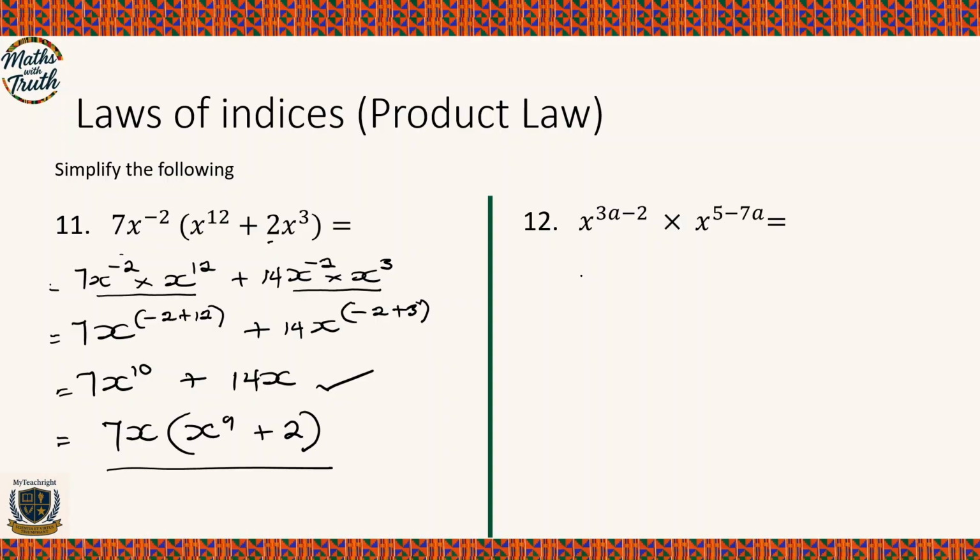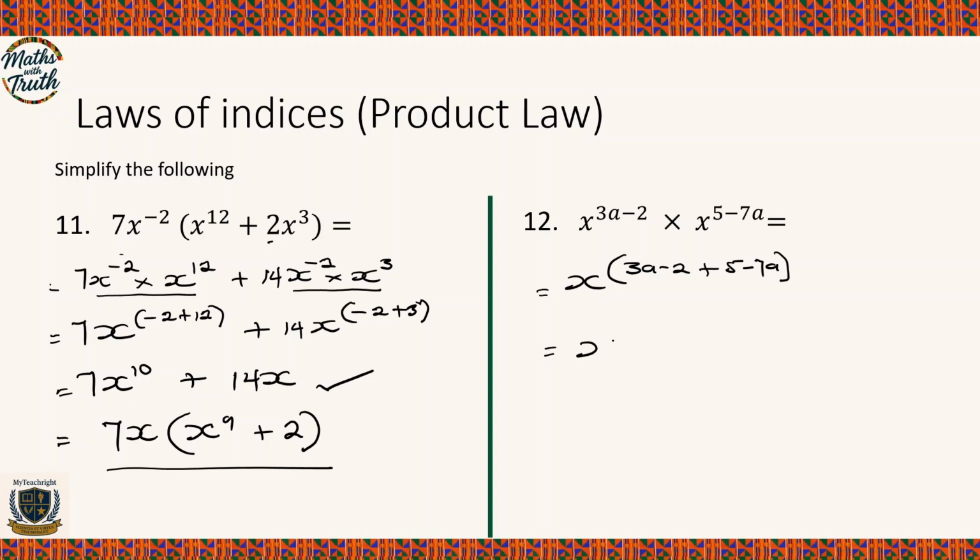So here we have x. Then you apply the product law that you have developed. You have 3a minus 2 plus 5 minus 7a.